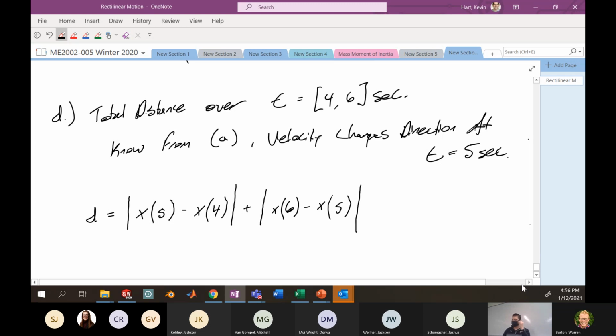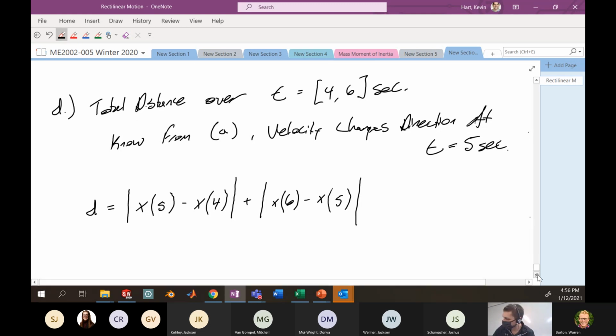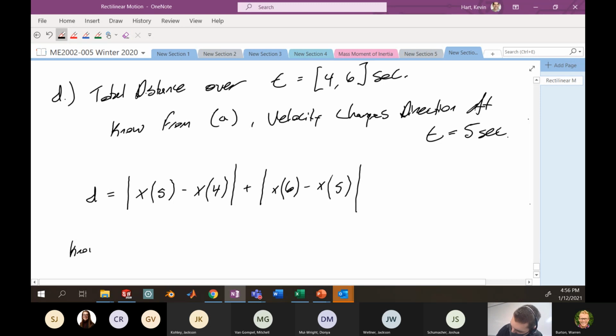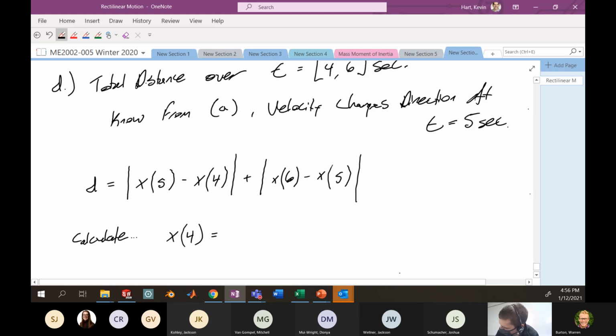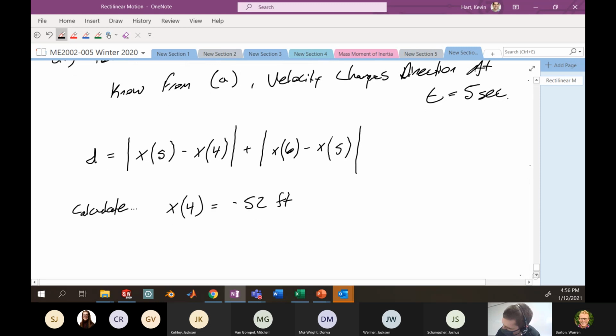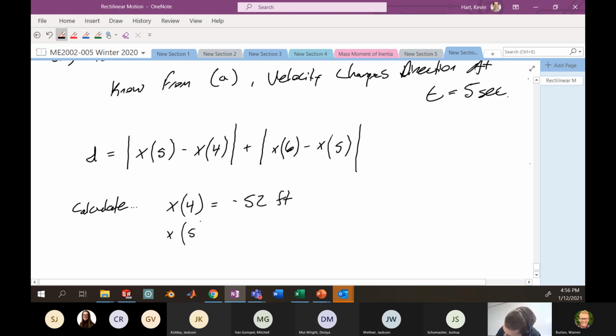This time, t equals 5 seconds, corresponds to either a maximum or a minimum of the position. We can just calculate this. You just plug this into your expression above. I'll just write it straight away. Here's negative 52 feet. At 5 seconds, we're at negative 60 feet.